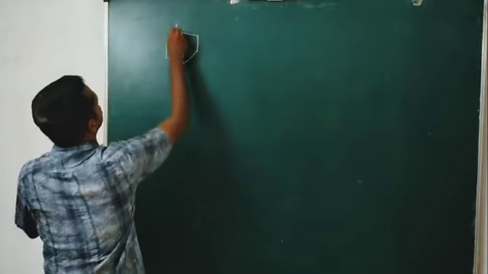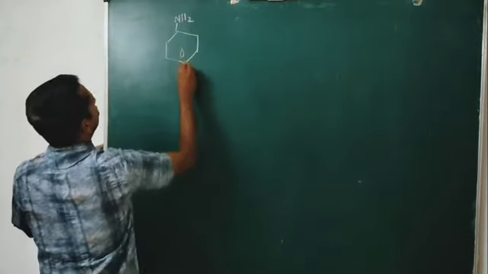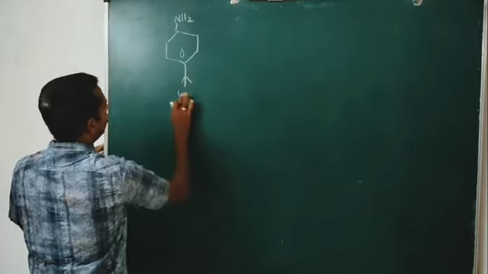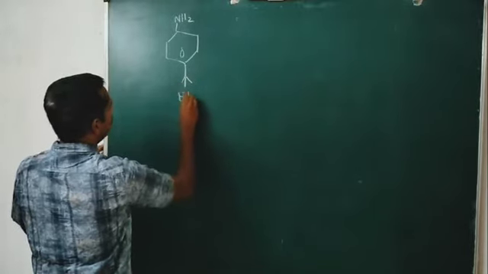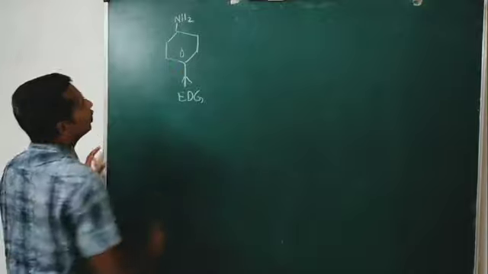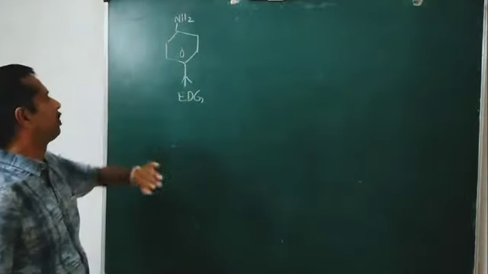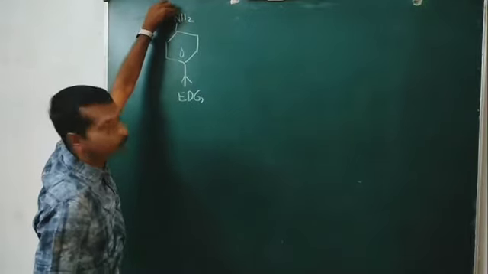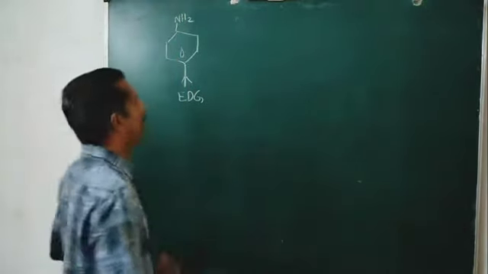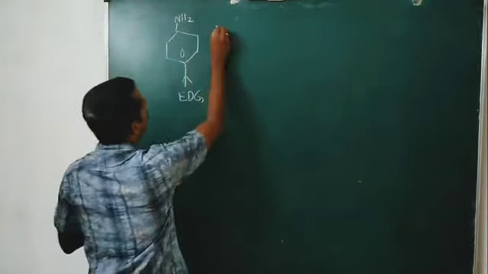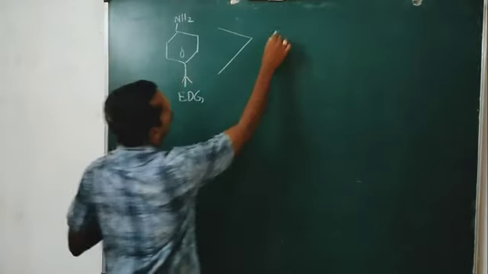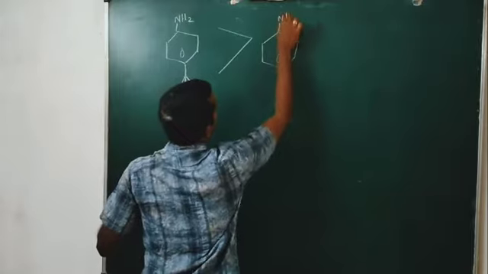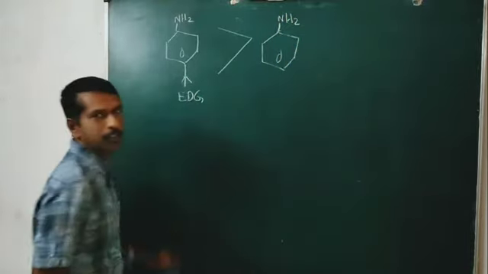Here it is NH2 group, and suppose here it is electron donating group, EDG. Electron donating group is attached to the ring. This electron donating group will increase the electron density on the nitrogen atom. Therefore, this will be more basic than our aniline. Okay, this is the first point.